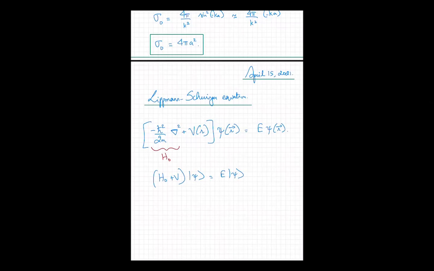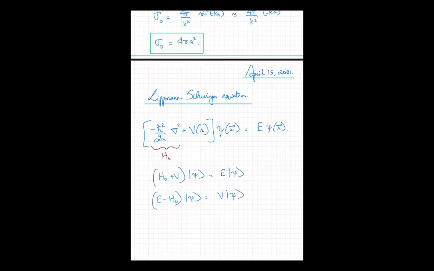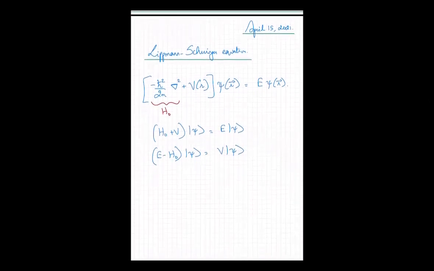I'm going to rearrange this equation. So if you rearrange this equation, you get E minus H0 acting on psi equals V psi. Okay. So remember that H0 is an operator, V is also an operator in this language. So if I'm being technically correct, I will write it in this fashion. And E is, of course, E times the unit operator.